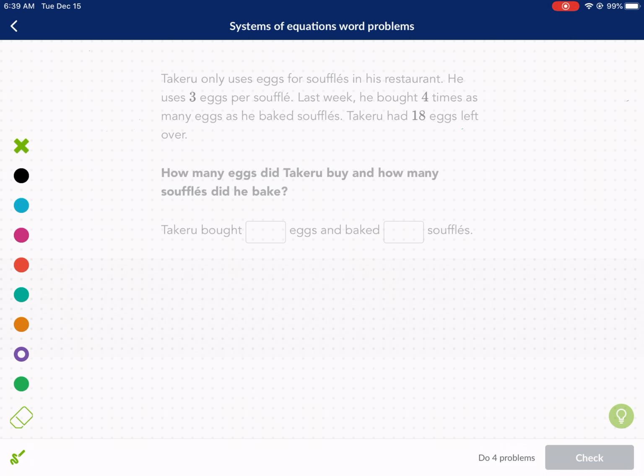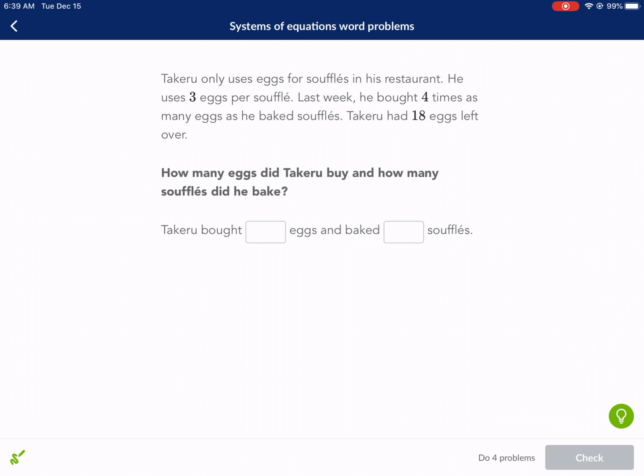We have Takaro only uses eggs for souffles. In his restaurant, he uses 3 eggs per souffle. Last week, he bought 4 times as many eggs as he bought souffles. Takaro had 18 eggs left over. How many eggs did Takaro buy and how many souffles did he bake? This one's tough because it breaks up the information per equation in a weird way.